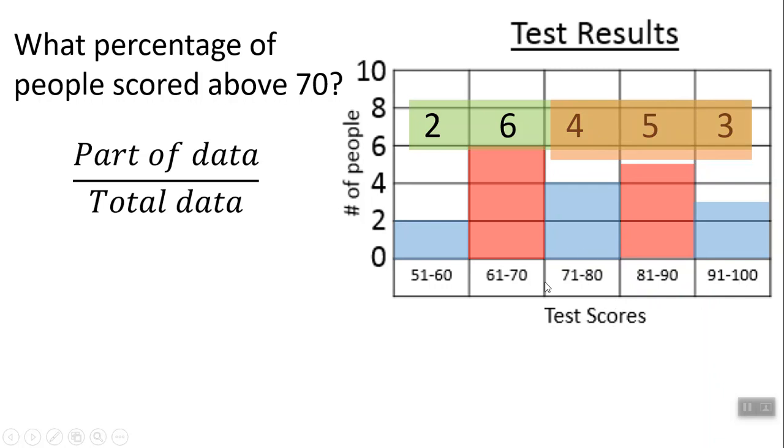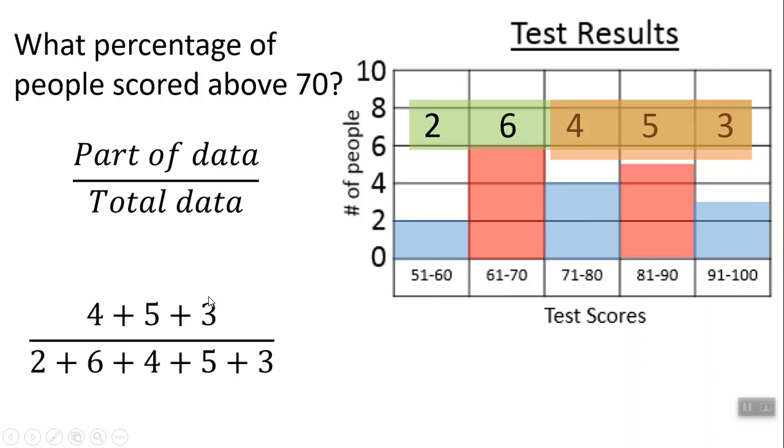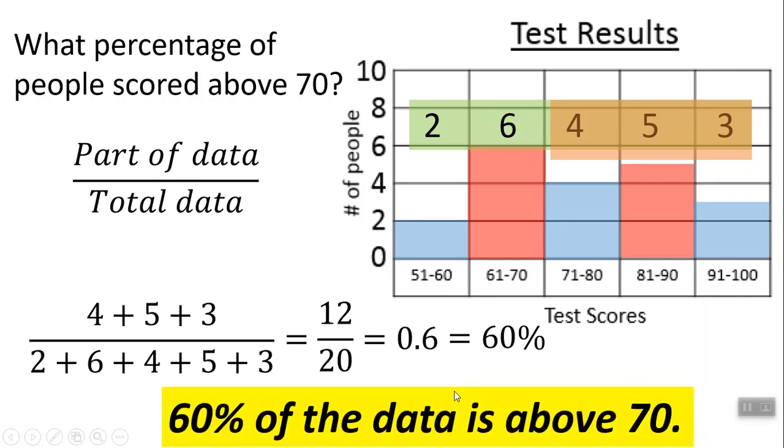Now some kids might go, what about that 70? Well, they're asking above 70. So here's all the items that are definitely above 70. So we have 4 plus 5 plus 3. Those are the ones that are above 70. And then the bottom here is all of those columns added up. This is the total amount of people that took the test. In this case, it adds up to 20 again in the denominator, 12 out of 20, which ends up being 0.6, which is 60%. So 60% of the data is above 70.